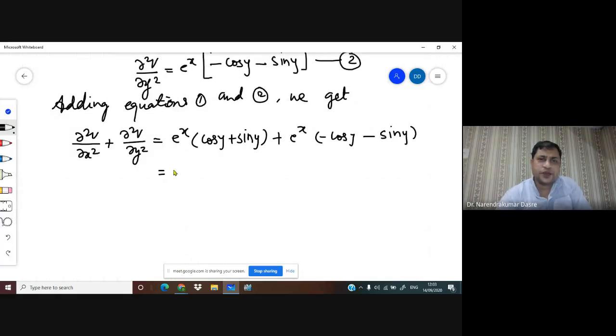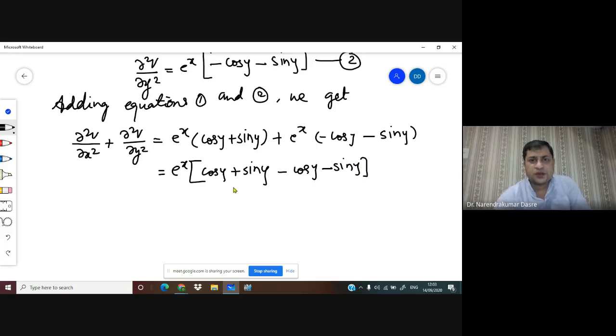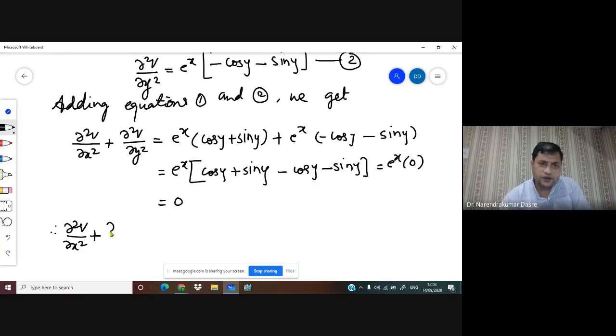So e raised to x being a common term, we can take it outside and write this as cos y plus sin y minus cos y minus sin y. You can see the cosine gets cancelled, the sine gets cancelled, and you have e raised to x into 0, so this will be 0. So we got del squared v by del x squared plus del squared v by del y squared is equal to 0.